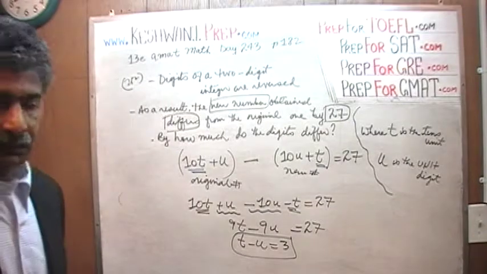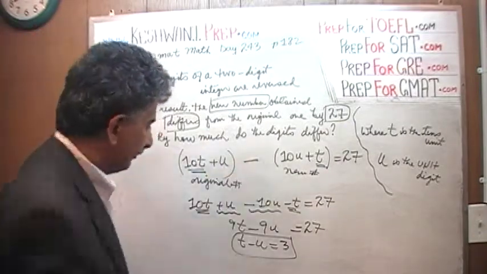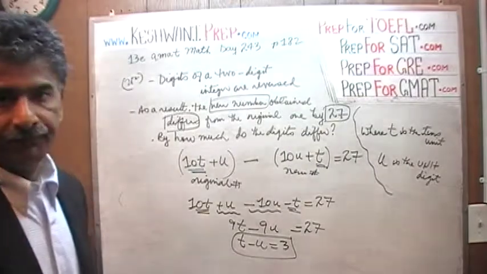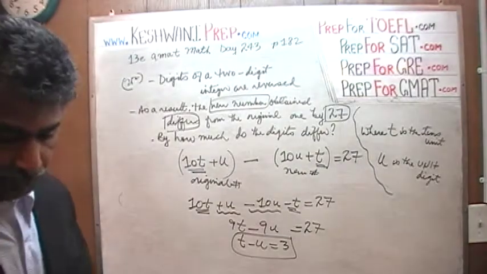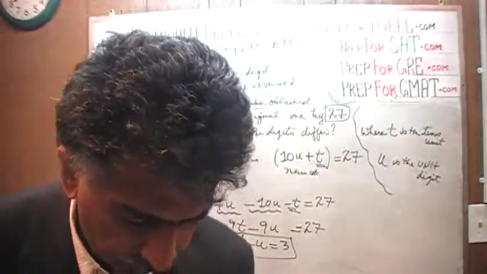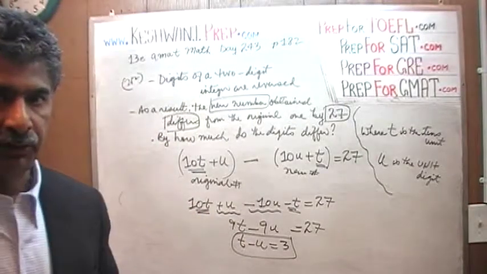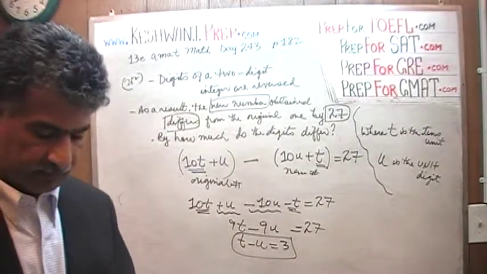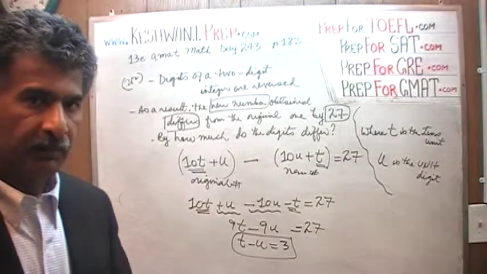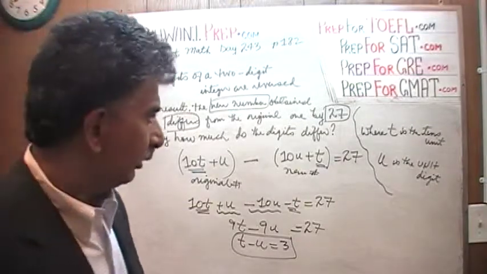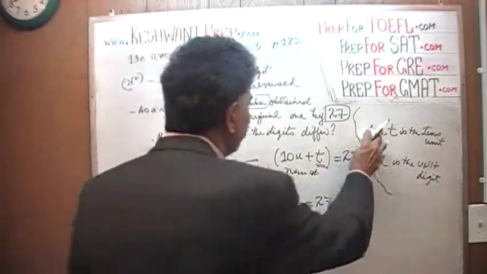So that's it. The question was, how much do the two digits differ? The answer is, they differ by 3. And therefore, for the number that we're looking for, there is no unique solution here. Do you understand? All we know is that the two digits differ by 3. What are the possibilities? What could the numbers be? Well, let's take a look at it.